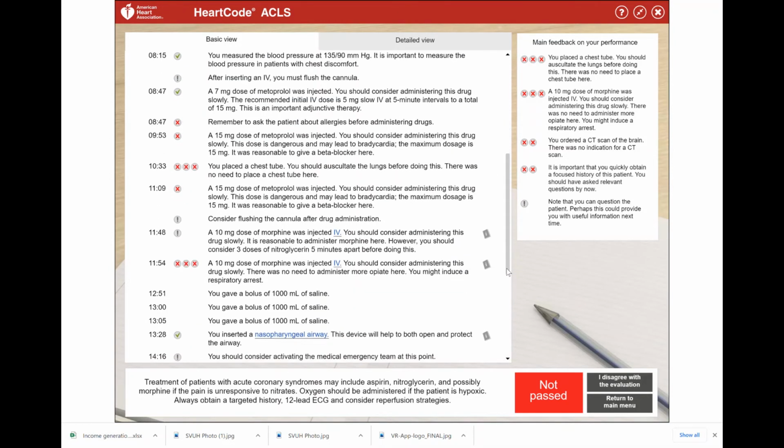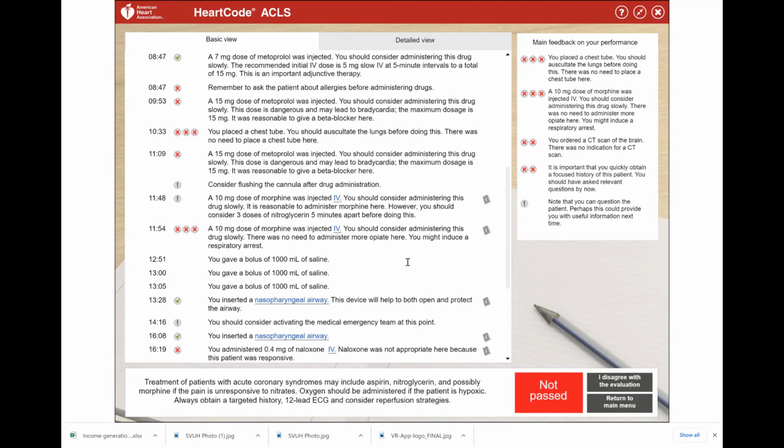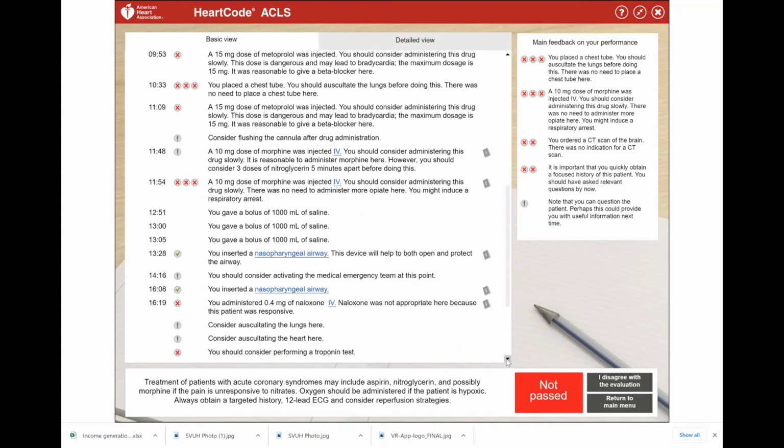Flushing the cannula, and then give morphine, give slowly. No need to administer more opiates, you might induce respiratory arrest. And then they didn't seem to have a problem with us giving 3,000 milliliters of saline, which could have been fatal. It would have diluted his potassium completely, and could have killed him.